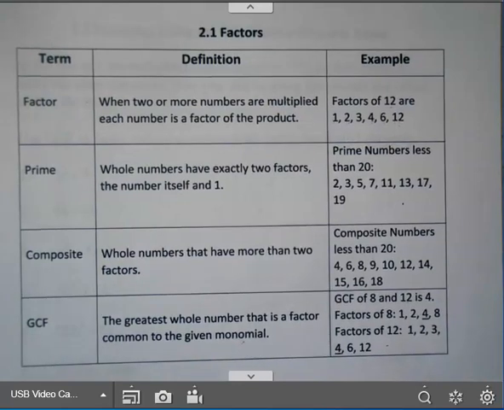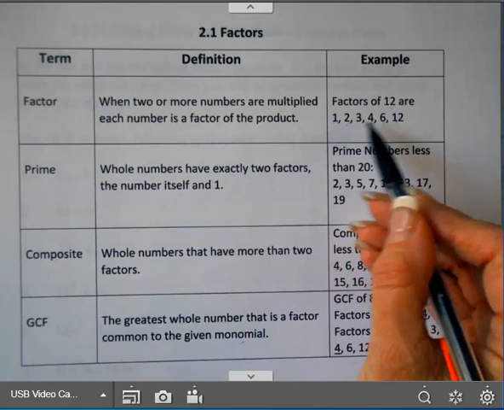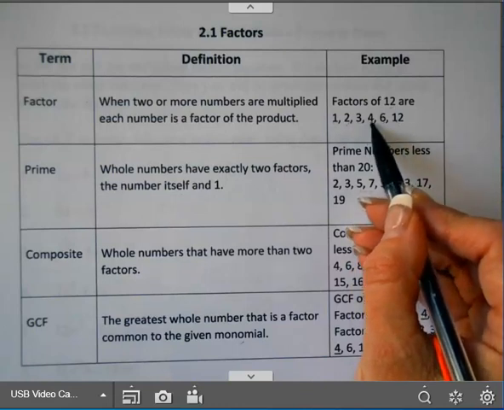We're going to review factors. Factors are when two numbers are multiplied, each number is a factor of the product. So for example, 1 and 12 multiply to 12, 2 and 6 multiply to 12, 3 and 4 multiply to 12. Those are all factors of 12.